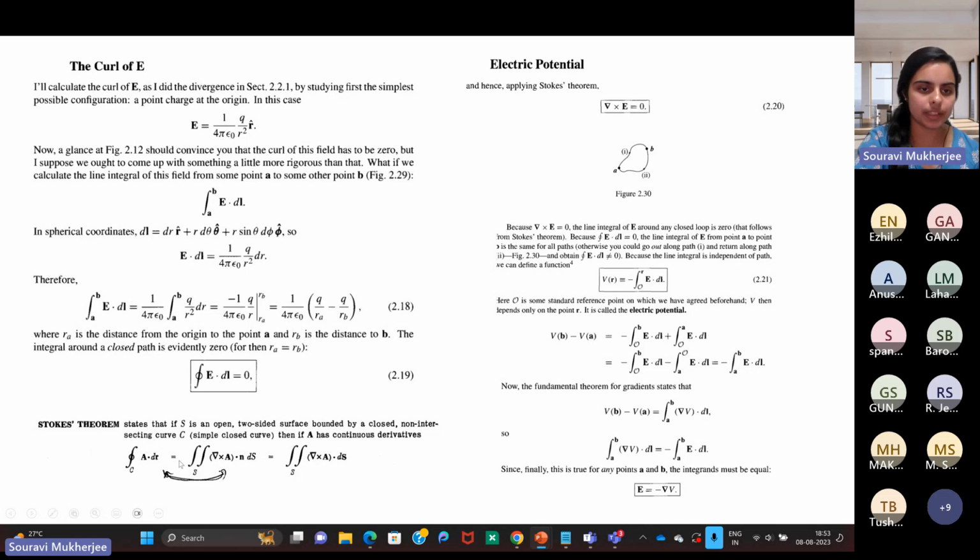So if you compare with this, this means that curl of E, or the surface integral of curl of E, should also be equal to 0, right? If you use the Stokes theorem here, this is what you get.